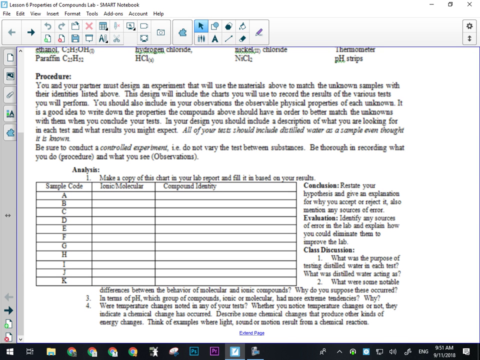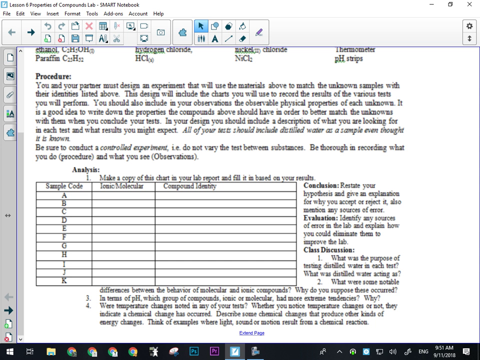So now that you have your observations for the lab, what you need to do is have a look at those, and first off, start filling in whether they're ionic or molecular. We talked about, even in the quiz this morning, how we determine that. Then you need to determine what the compound's identity is by using all of the observations. So if it was a red crystalline solid that dissolved easily in water, see what fits in the materials there with those properties.